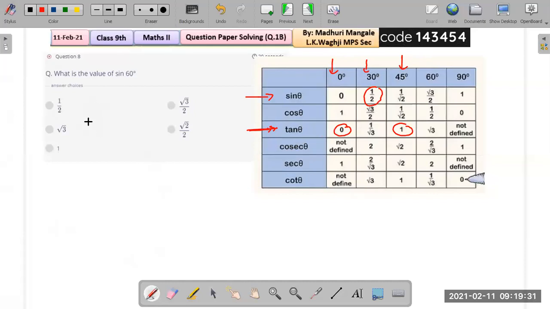So here the question is, what is the value of sine 60? Go ahead and give it a try. Look at the table carefully. What is the value of sine 60? Look at the table, you have the value there, sine and 60. Okay, quickly submit your answers. Yes, everyone, quickly submit your answers. And the timer is running.